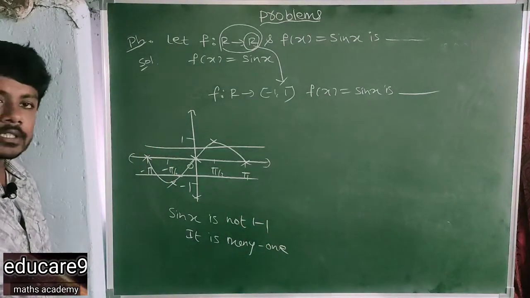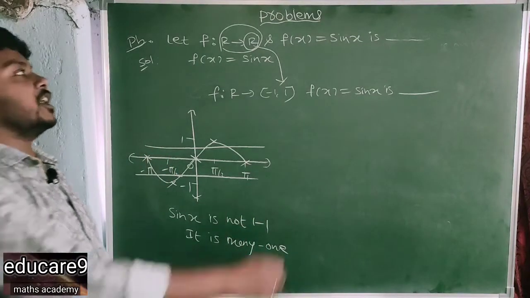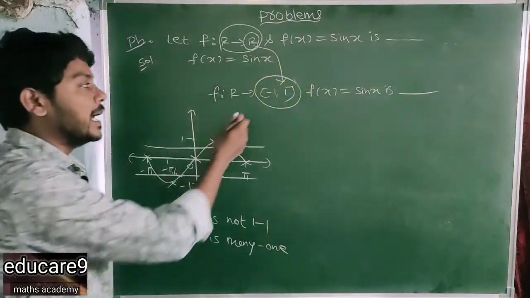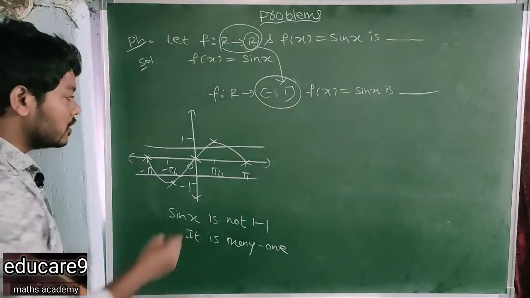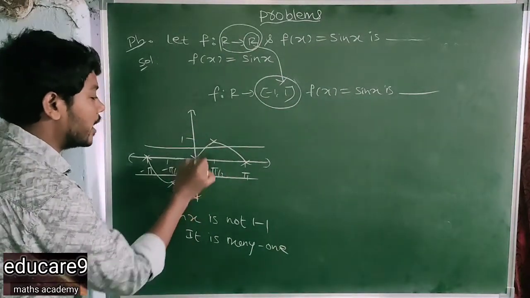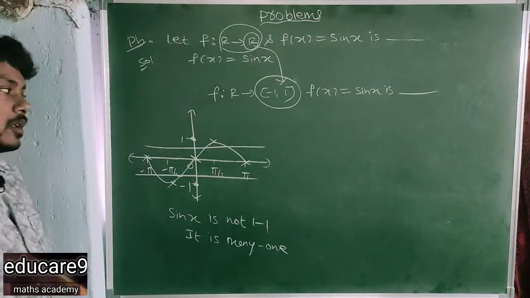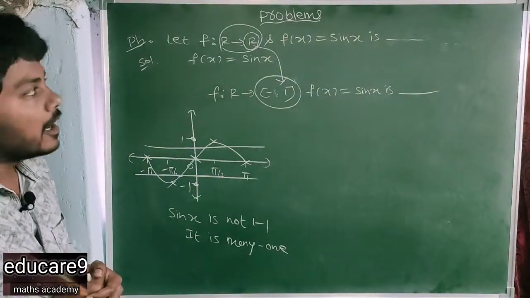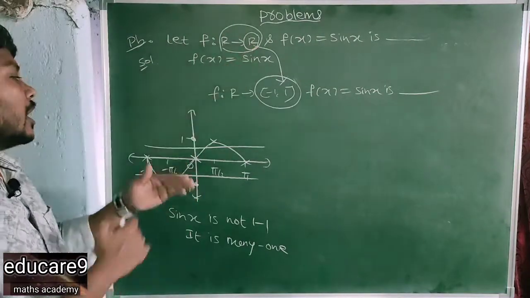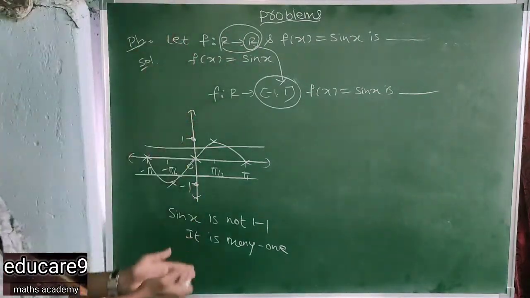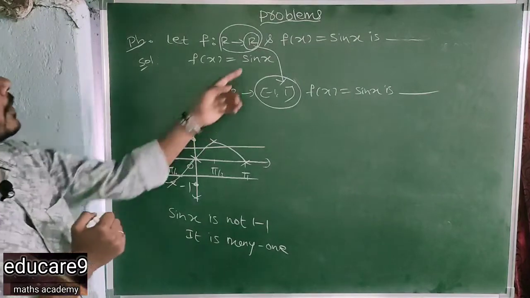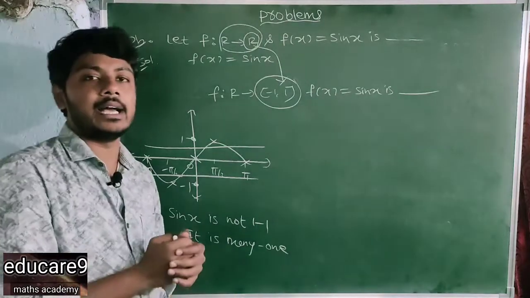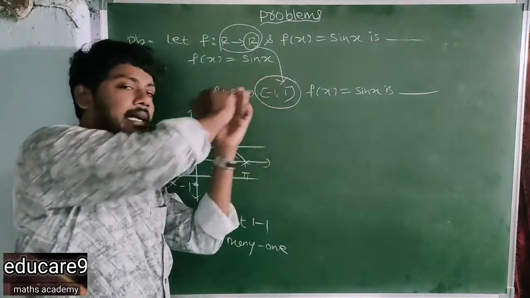Next, for onto function, you have to observe the codomain. So what is the codomain here? Minus 1 to 1. So in this interval only, we have to draw the horizontal lines. If codomain is R, draw the horizontal lines above 1, below minus 1 also. But here codomain is what? Minus 1 to 1. Therefore, you have to draw the horizontal lines between this interval.